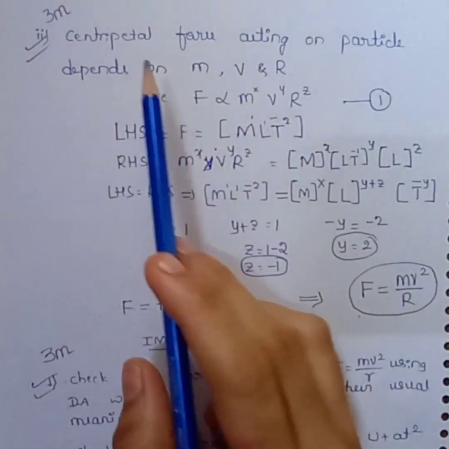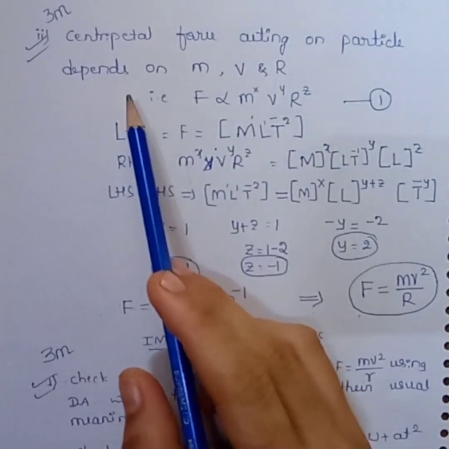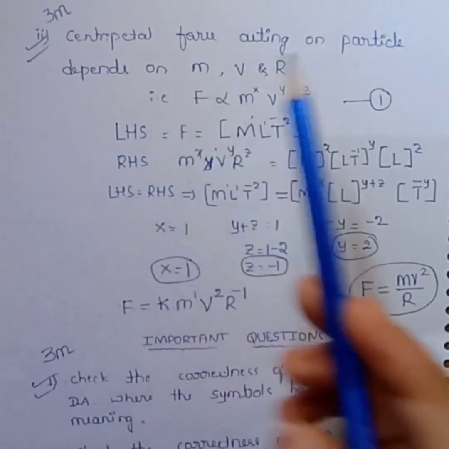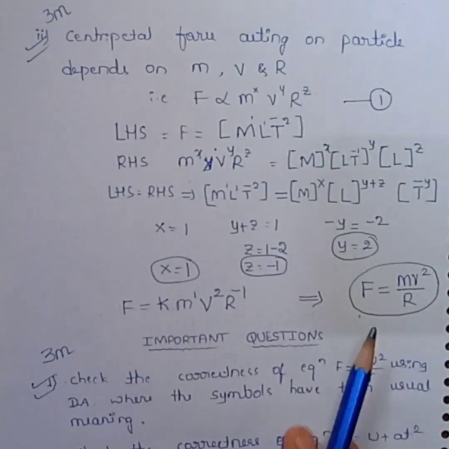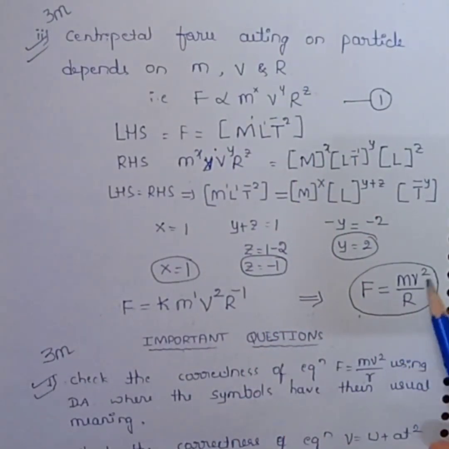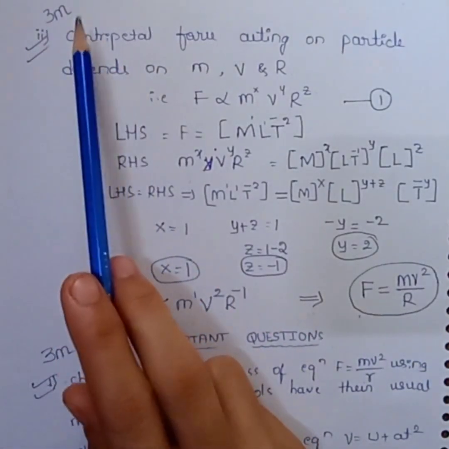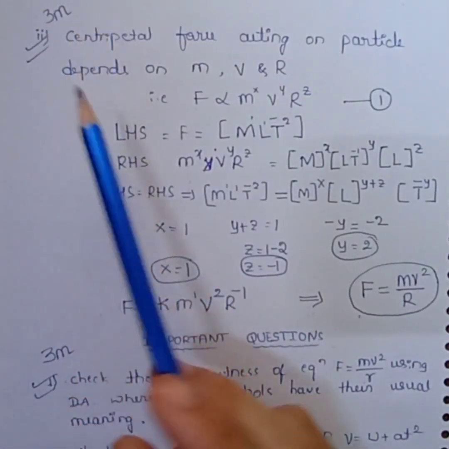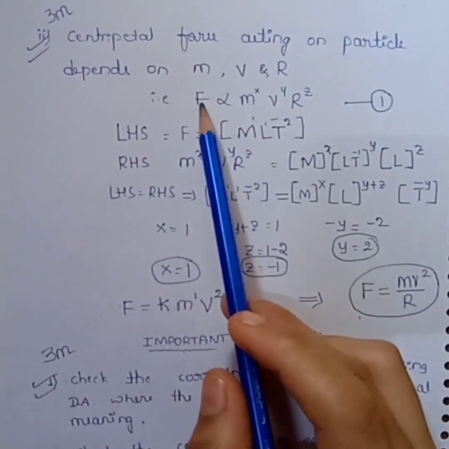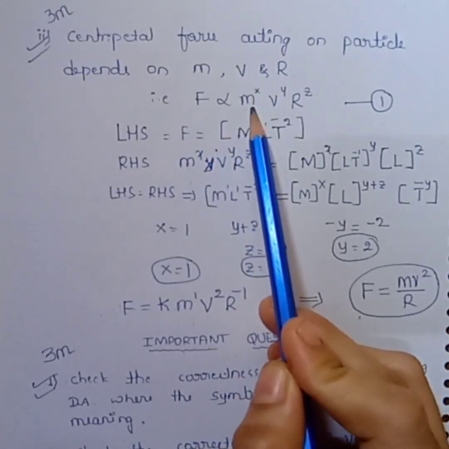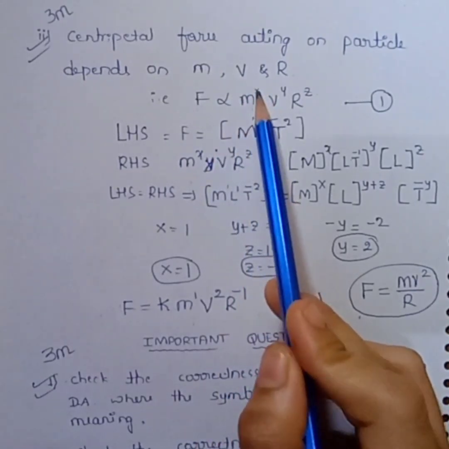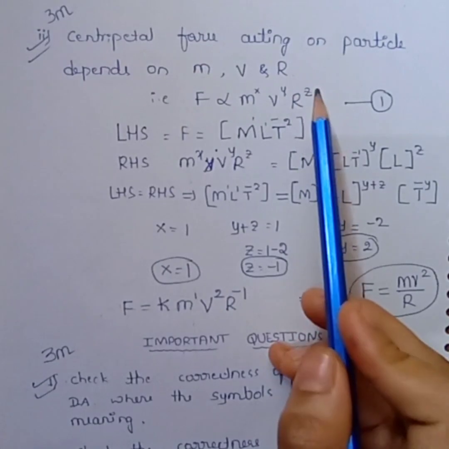Next derivation is the centripetal force acting on a particle, which depends on mass m, v and r. Means we have to derive centripetal force F should be equal to mv square by r. This one is also very important for 3 marks for the final examination. How we have to derive this one? Let's see. We know force is directly proportional to m to the power of x, v to the power of y, and r to the power of z.